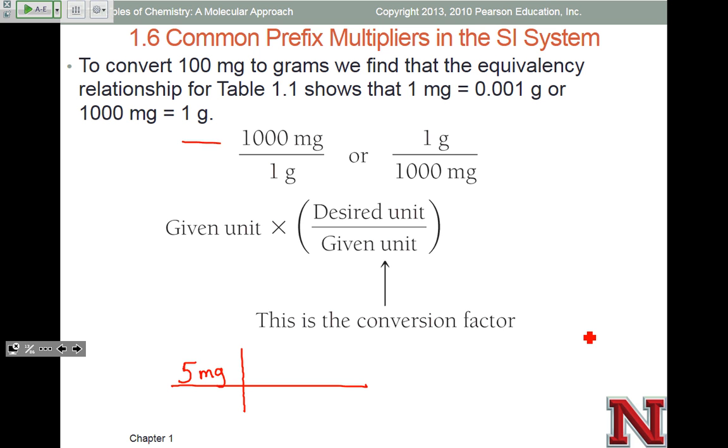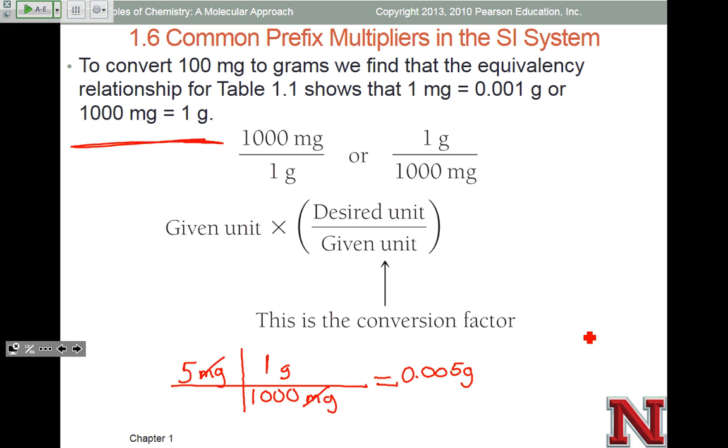I know that 1,000 milligrams equals 1 gram, so I can put my 1,000 milligrams on the bottom. And they're going to cancel out because milligram divided by a milligram equals 1. And my 5 grams on the top. 5 milligrams, I'm so sorry. My 1 gram on the top, because 1,000 milligrams equals 1 gram. And that'll give me my answer in my desired unit, in this case grams. So always write your units.